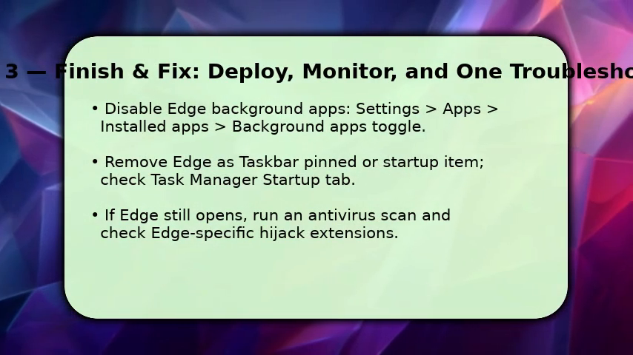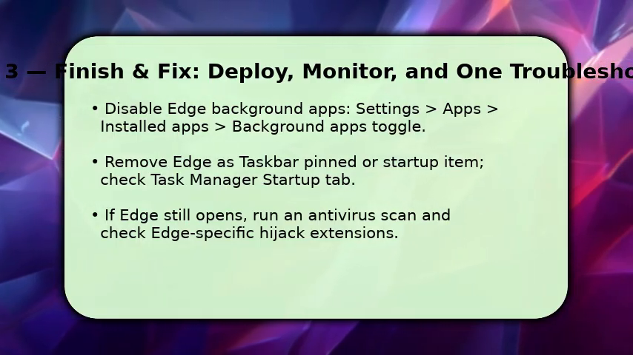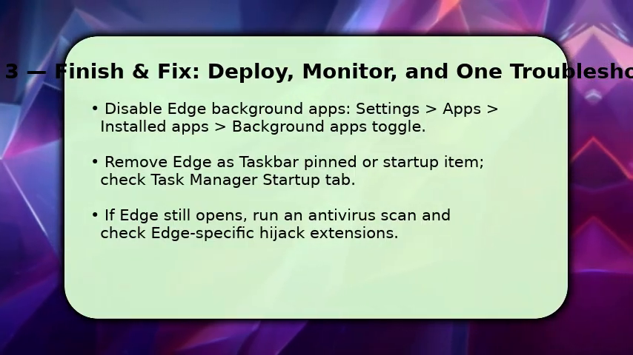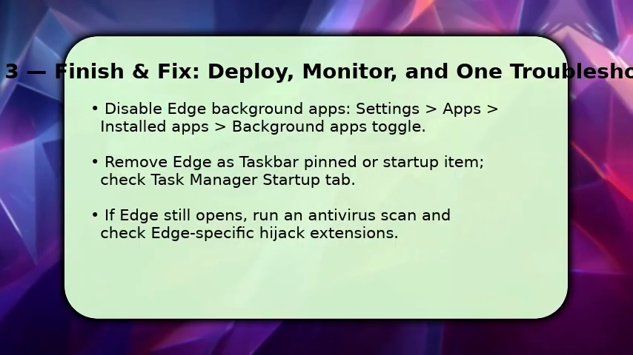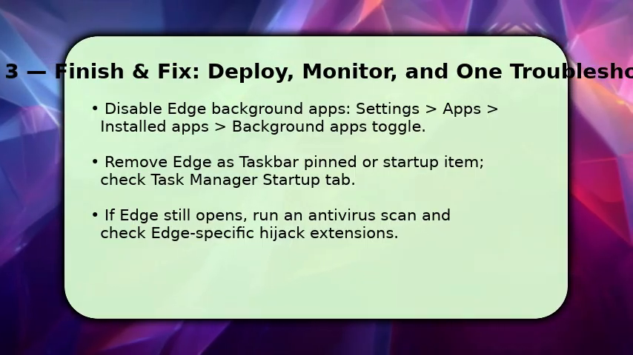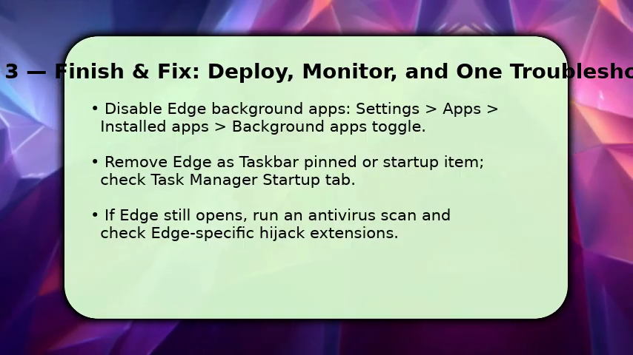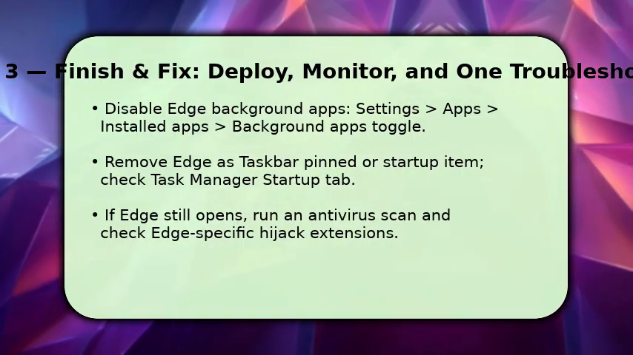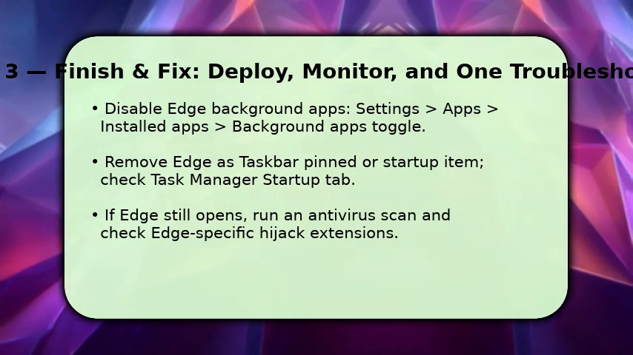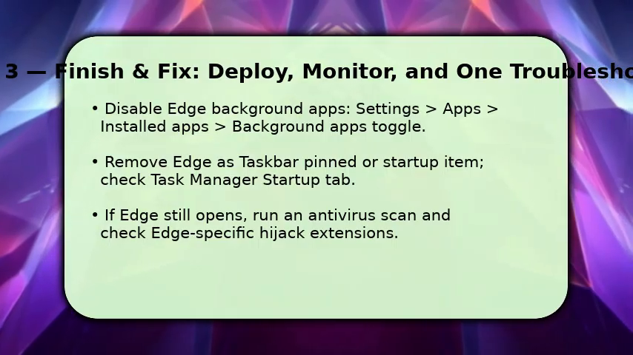Finish by stopping Edge from running in the background and from auto-starting. Go to Apps, Installed Apps, and disable background activity for Edge, and remove it from pinned items and the Task Manager Startup tab. Once done, restart your PC and test links. Make sure your chosen browser handles them. If Edge still opens unexpectedly, check for browser extensions, run an antivirus scan for unwanted software, and inspect any enterprise policies. Those can force Edge behavior and will require admin removal.